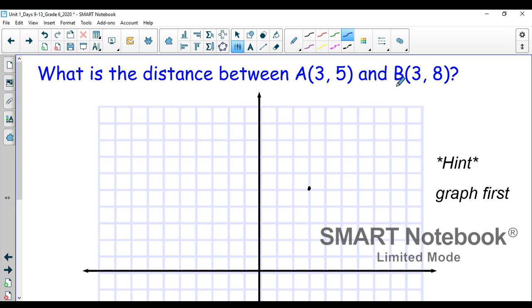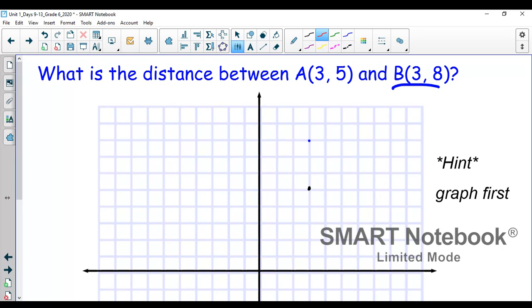Then the second point is (3, 8). So same idea, go back to the origin. You always start at the origin. 3 right, 1, 2, 3 to the right, and 8 up. 1, 2, 3, 4, 5, 6, 7, 8. That point is right here.